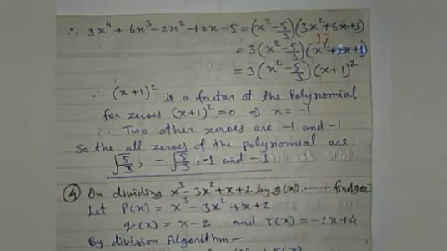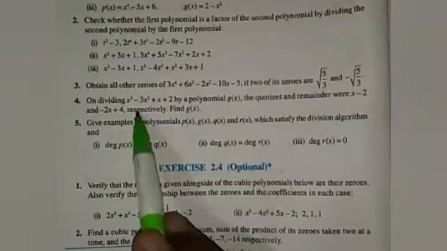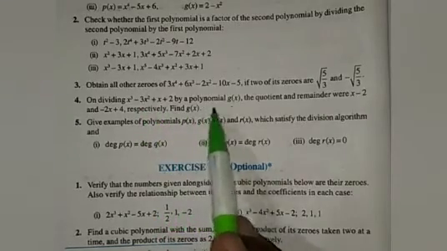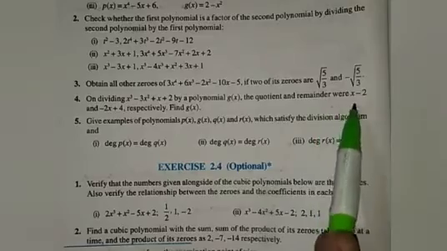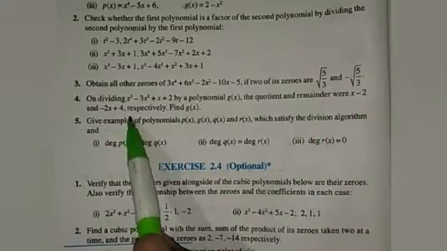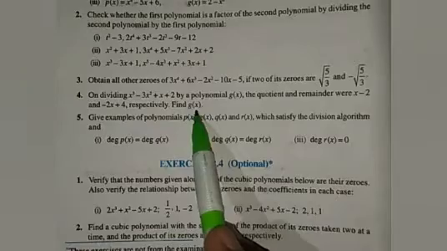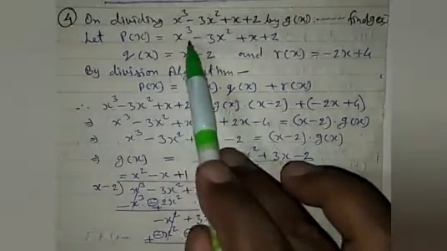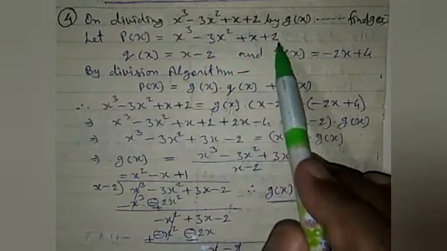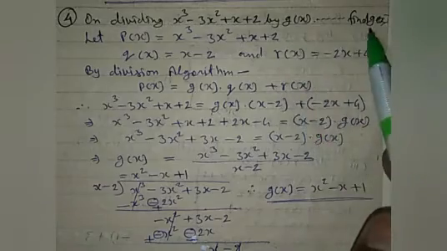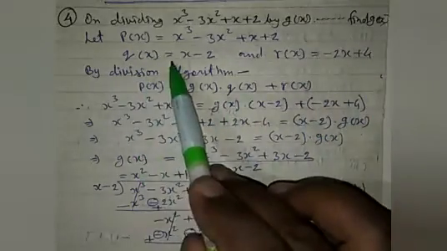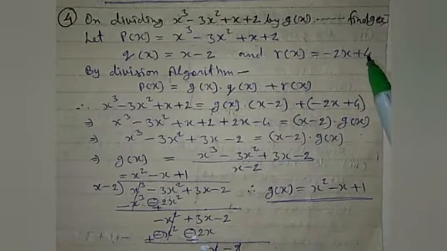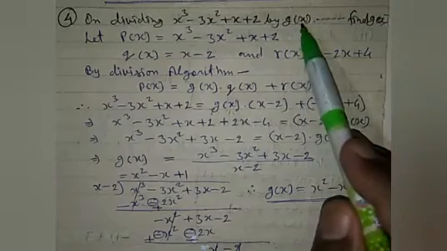In question number 4, on dividing x cube minus 3x square plus x plus 2 by a polynomial gx, the quotient and remainder are x minus 2 and minus 2x plus 4 respectively. Then find gx. So here let the dividend polynomial px be equal to x cube minus 3x square plus x plus 2, the quotient polynomial qx be equal to x minus 2, and the remainder polynomial rx be equal to minus 2x plus 4. So here you have to find the divisor polynomial gx.